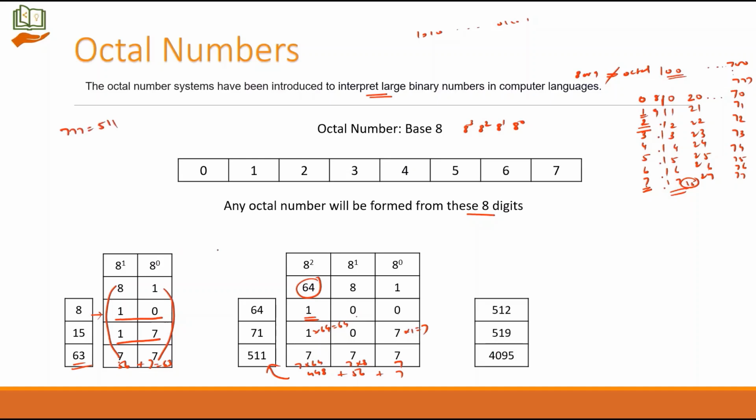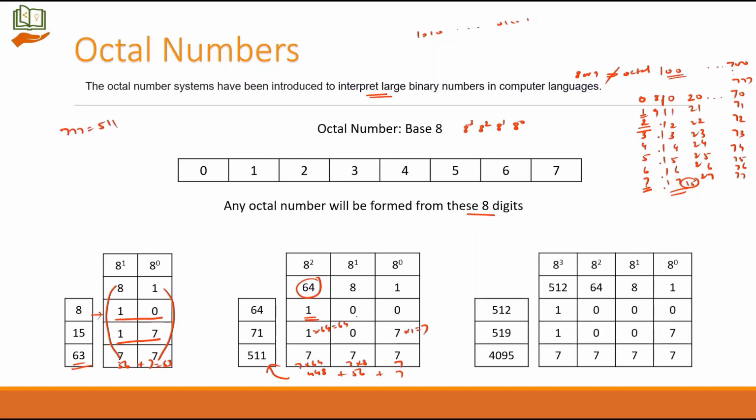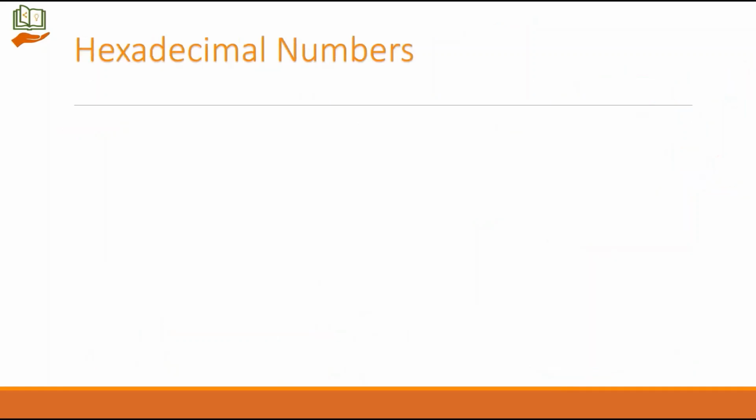Now, we will go for 4 digits. It starts from 512. 8 to the power 3. It's 8 into 8 into 8. And they have given a representation with 4 sevens. What are 3 sevens? It is 511. So, what is the 4th 7? It is 512 into 7. We will have 3584. So what is 3584 plus 511? It is 4095. Now we will move on to hexadecimal numbers.